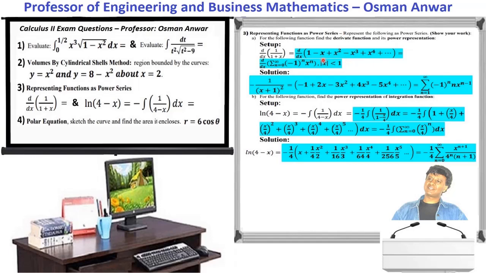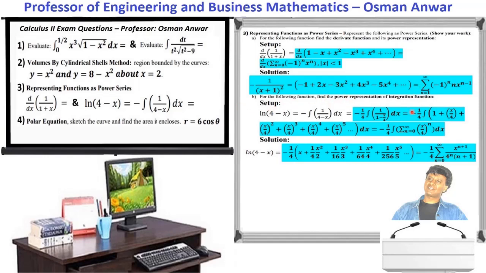This is the standard. When you take the derivative of this, it is minus 1 over x plus 1 squared, and you take the derivative of the power series, which is minus 1 plus 2x minus 3x squared, and so on. This can be written in sum notation, n equals 1 to infinity, minus 1 to the n times x to the n minus 1.